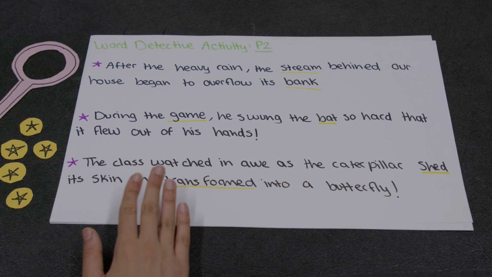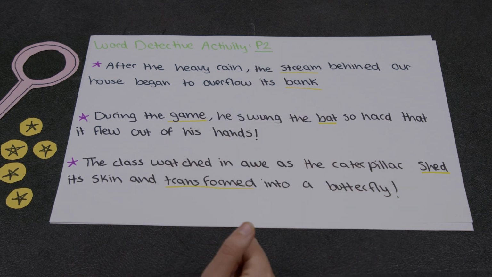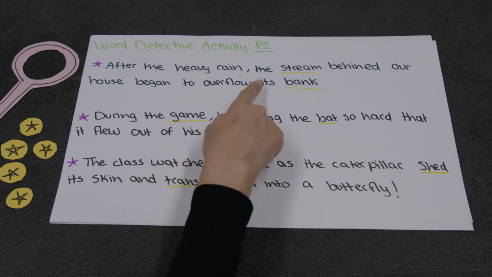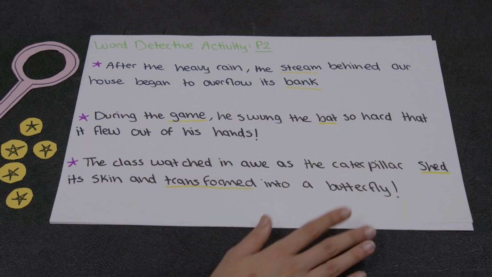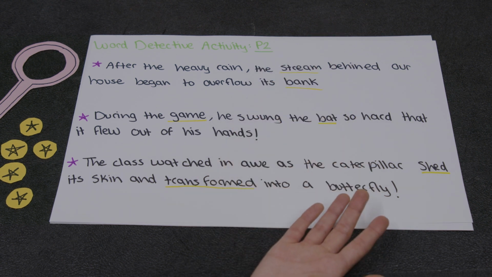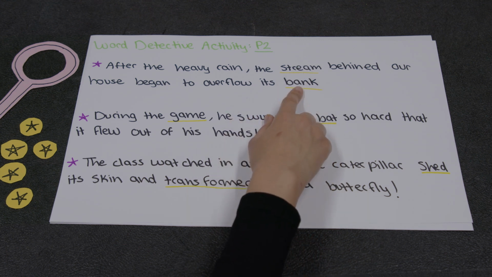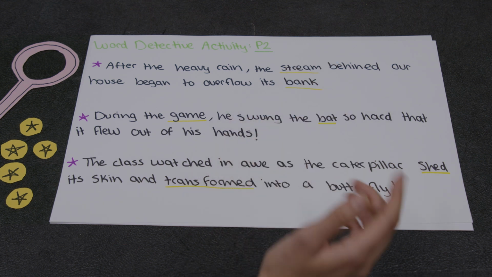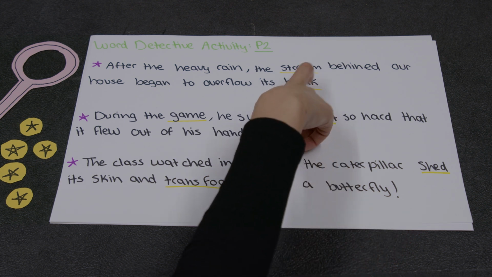So we're going to read each sentence and look at the underlined words and try to find their meaning. "After the heavy rain, the stream behind our house began to overflow its bank." This is a difficult word because stream and bank are related, which means that when we say bank, we're not talking about a bank full of money. We're talking about the bank of the stream.